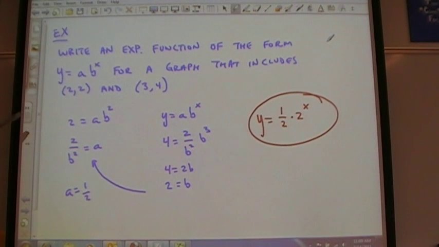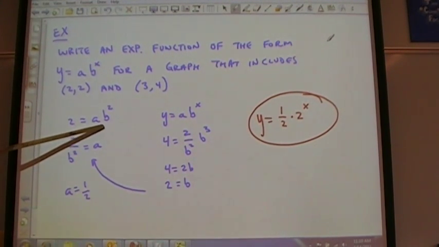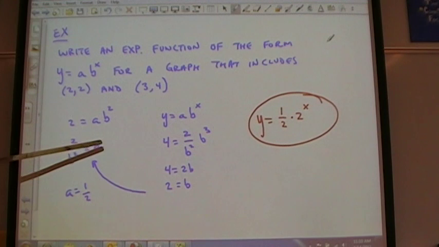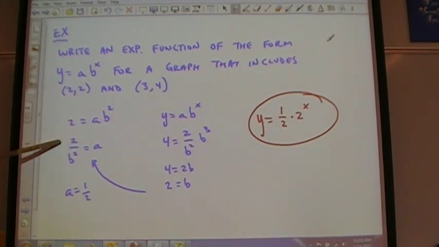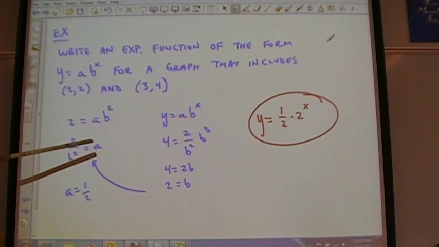So in this case, I want to start out by solving for a. I'm going to use either point. I use this one first, and plug 2 in for y and 2 in for x. Does everybody understand how I got the first step? 2 went in for y, 2 went in for x. And to get a by itself, you divide by b squared. So here's your a value, 2 over b squared.